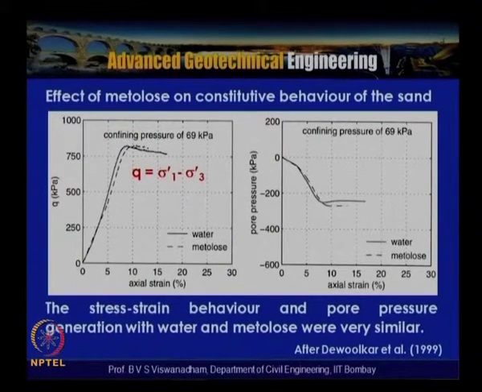Then here, q, which is nothing but the deviator stress sigma 1 dash minus sigma 3 dash, is plotted with axial strain. This particular curve indicates water as the pore fluid, and this is the 60 centistoke metolose pore fluid. And then the pore water pressure generation is also shown here for a confining pressure of 16 kilopascals. So it indicates that the stress strain behavior and pore water pressure generation with water and metolose were very similar.